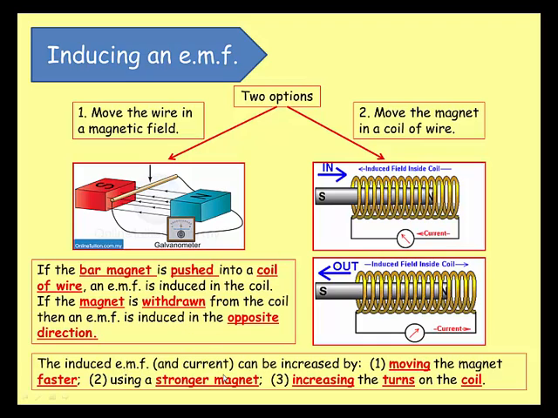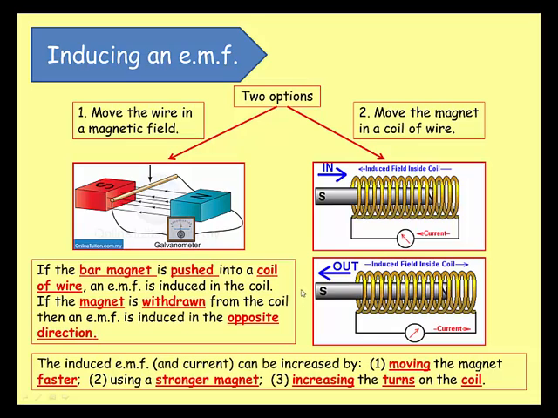Now the induced EMF and current, which follows on, can be increased by first of all moving the magnet faster. So the quicker you move this in and out, the bigger the EMF, the stronger the magnet, or the more turns you have on the coil. Isn't that clever? So you can generate electricity in this way.